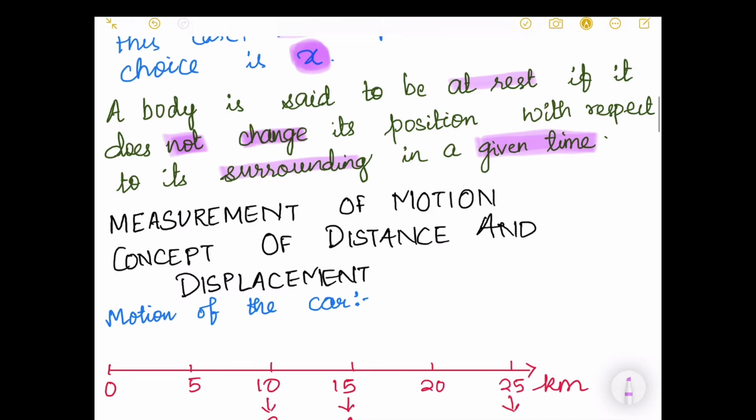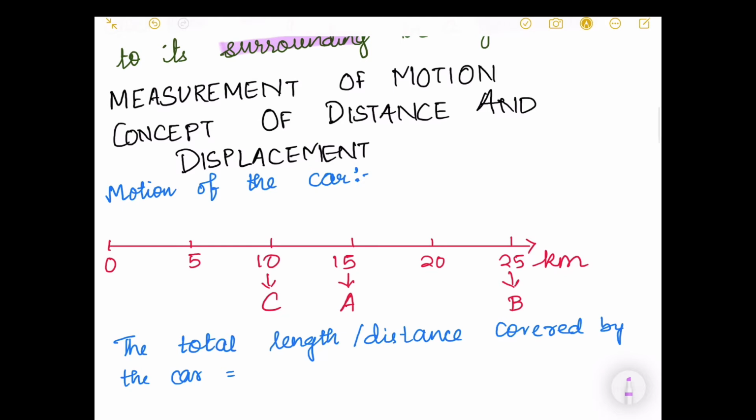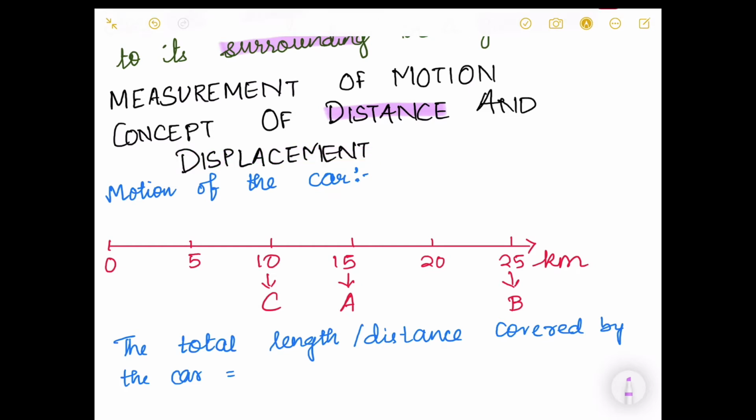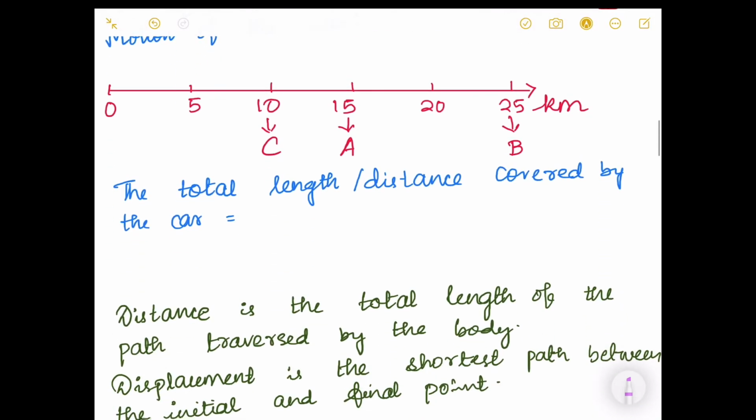Next, we come to a very important topic, the measurement of motion. First is the concept of distance and displacement. We have learned that to specify motion, we need to measure the change in position and change in time. That is, to measure change in position, we need to specify the distance covered or the path length.